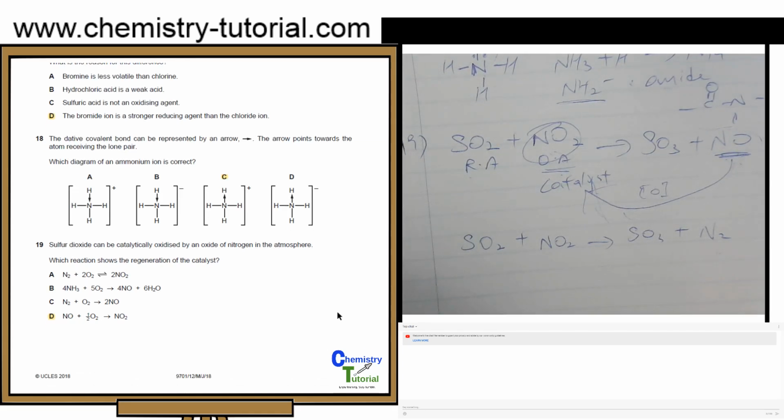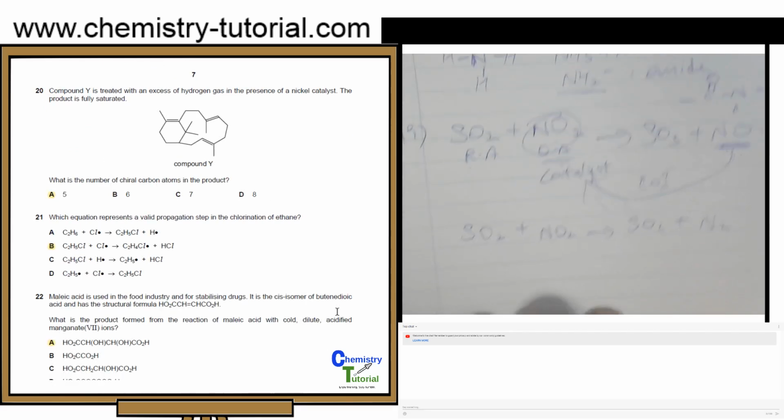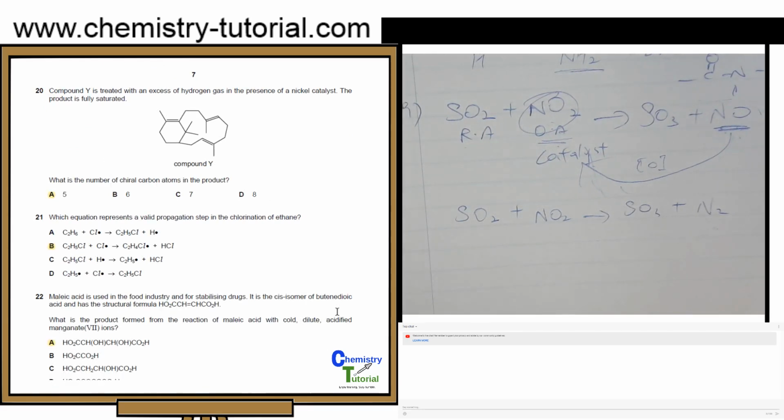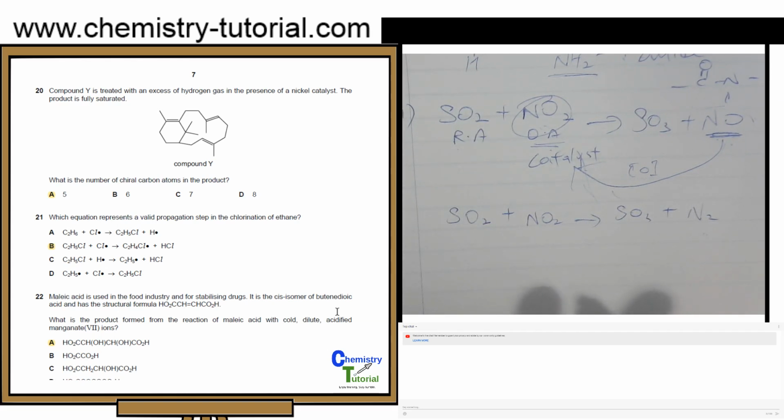Now let's look at question 20. Compound Y is treated with an excess of hydrogen gas in the presence of nickel catalyst. The product is fully saturated. We know that in this case, this is a catalytic hydrogenation process. Don't confuse this with electrophilic addition, because some people think that when you add hydrogen to an alkene, and we know the main reaction for alkene is electrophilic addition, it's not. This is a catalytic hydrogenation. It's different from electrophilic addition.